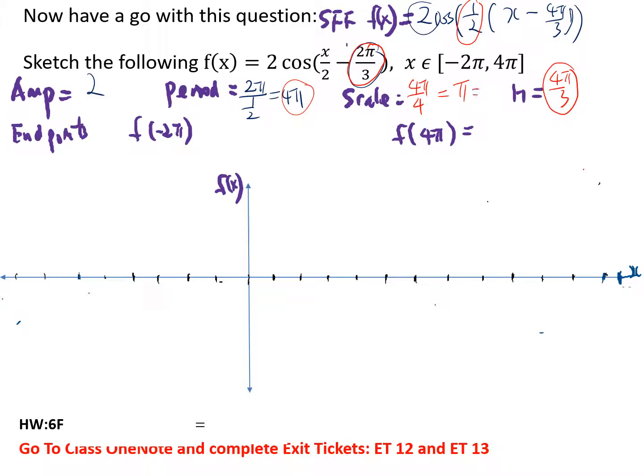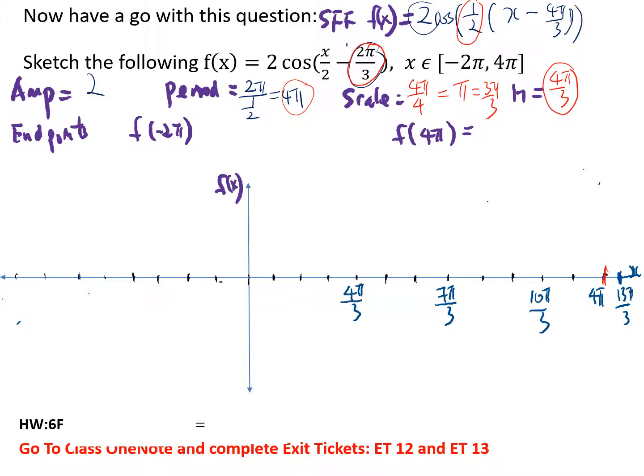Instead of pi, I'll write 3 pi on 3. So we start at 4 pi on 3. It goes to 7 pi on 3, then to 10 pi on 3. You're adding 3 pi on 3 each time. And then, of course, we're going to stop at 4 pi. We're going to find the endpoint when x equals 4 pi. What's my y value? We're going to do that next.